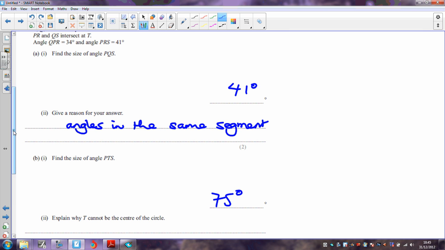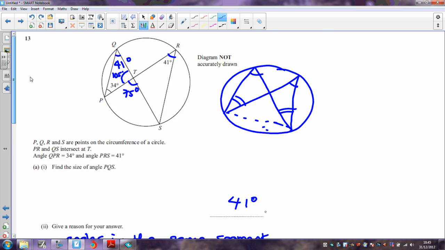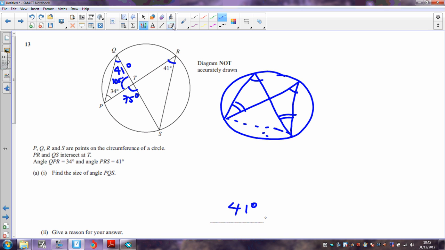Question then says, explain why T cannot be the centre of the circle. Now what you can realise here, let's just rub out some bits of that. Let's just rub out that 105 and we'll rub out the 75. If we just look at this triangle here, now if T was the centre of the circle, let's imagine that is the centre of the circle, then the length of this line and the length of this line would be the same, because QT would be a radius and PT would also be a radius. In other words, this would be an isosceles triangle.